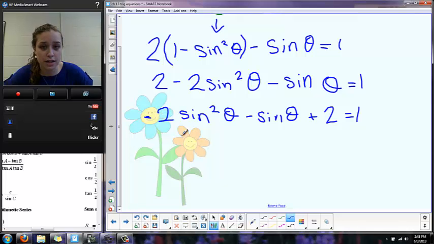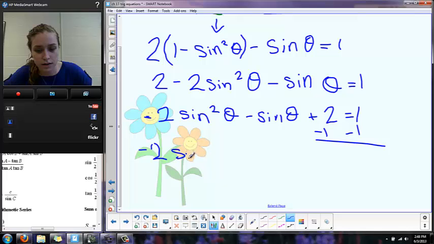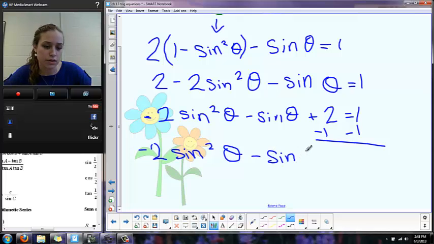Now, I need to probably do circles and squares because I have a leading term out front, but the first thing I need to do is set it equal to 0. So I'm going to subtract 1 on both sides. Negative 2 sine squared theta minus sine theta plus 1 is equal to 0.